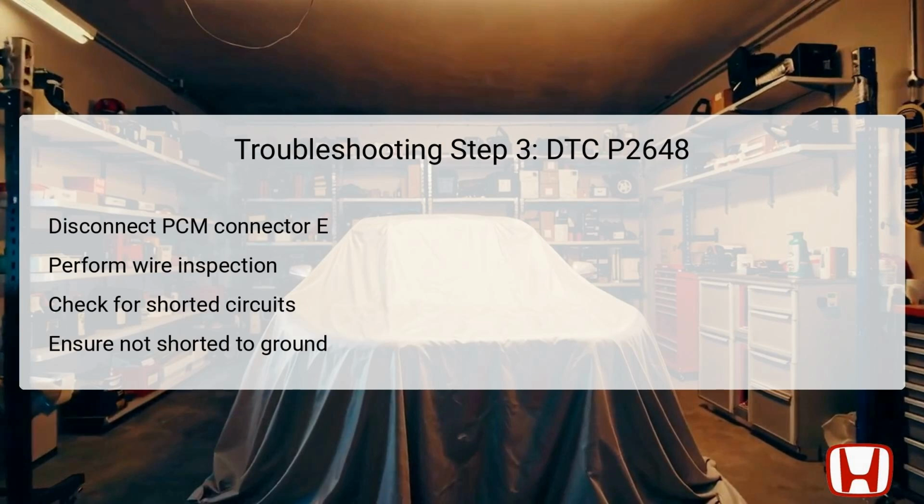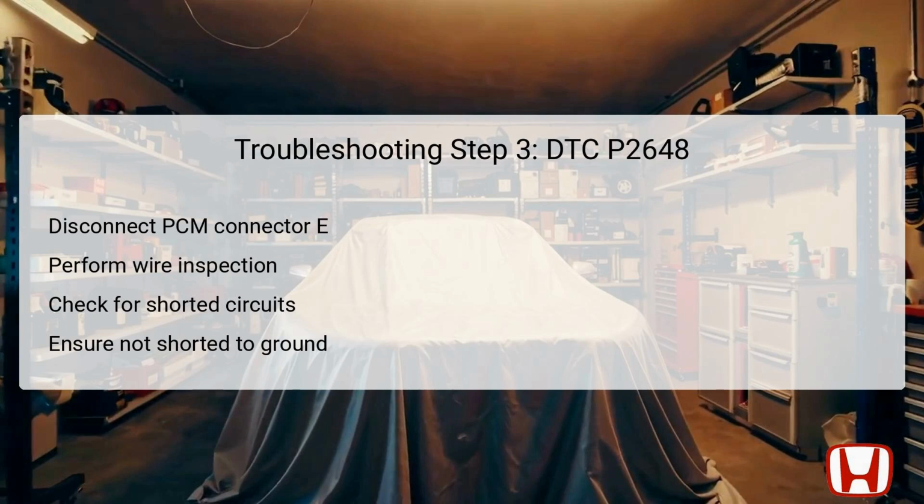The next step involves inspecting the wiring associated with the rocker arm oil control solenoid by disconnecting the PCM connector E, which has 80 pins. Before doing this, it is advisable to jump the SCS line with the HDS and wait for more than 1 minute to ensure no residual signals interfere with the test.